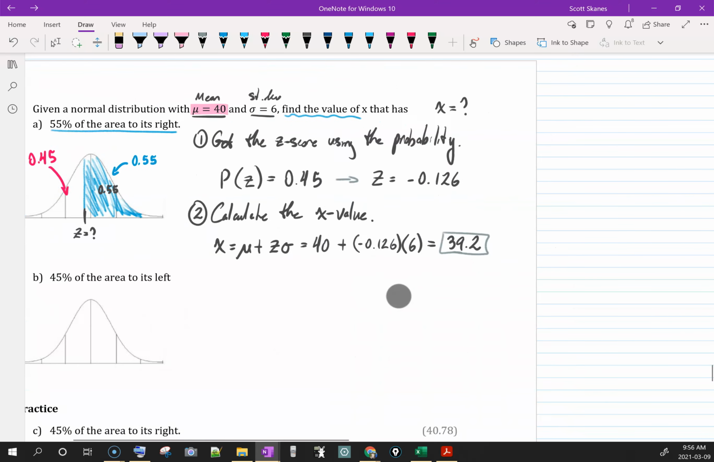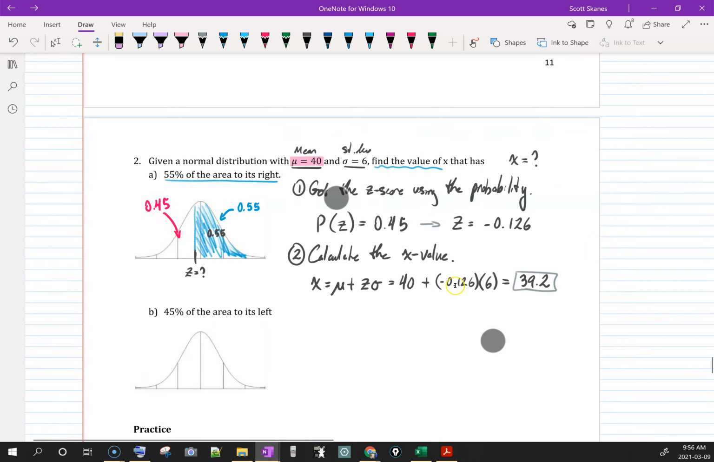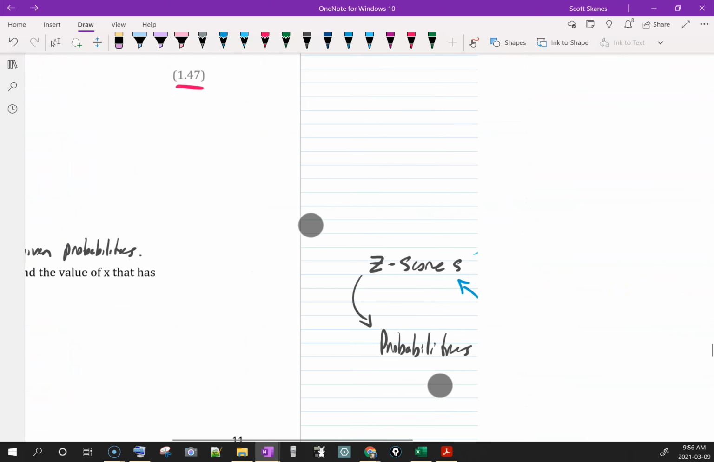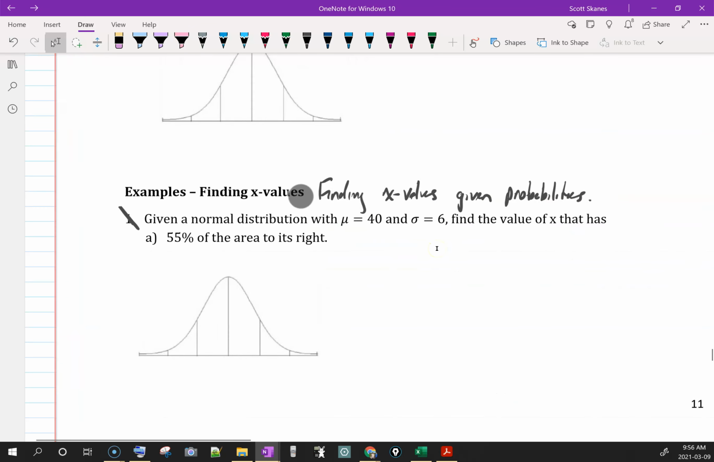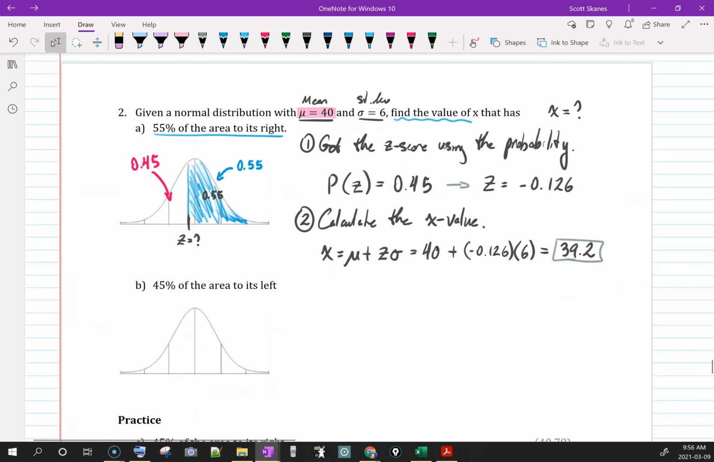Remember what I said earlier. You've got your z-scores, you've got your probabilities, you've got your x-values. What I just did is I took a probability, calculated a z-score from it, and then spit out an x-value because I had my mean and my standard deviation. Okay, so that's how these go.